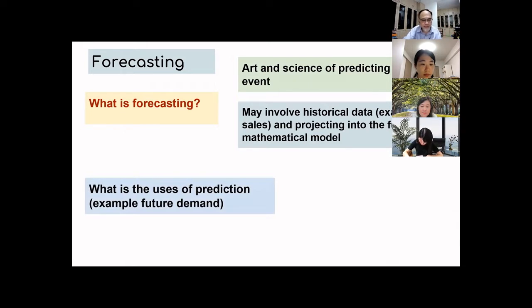So what's the use of prediction? Example is the future demand. Why do we need prediction? In this Disney World example just now, what do they use prediction for?